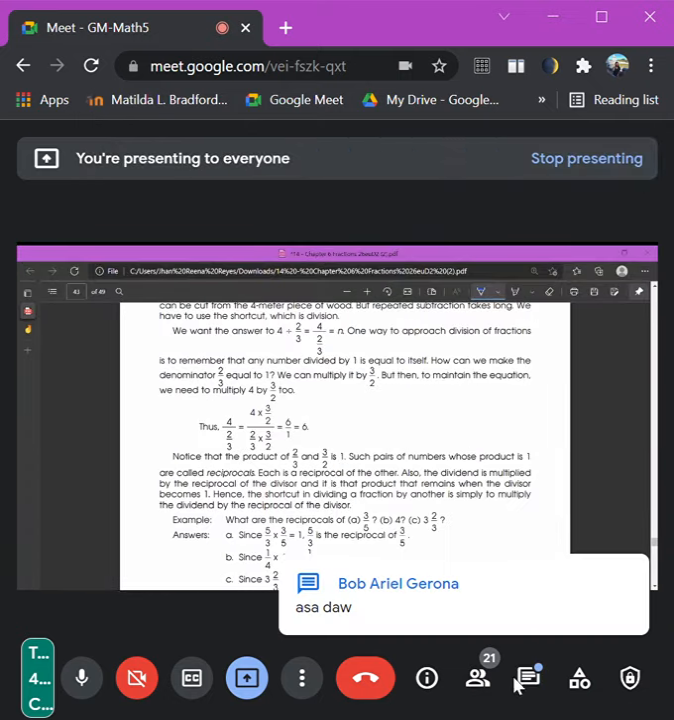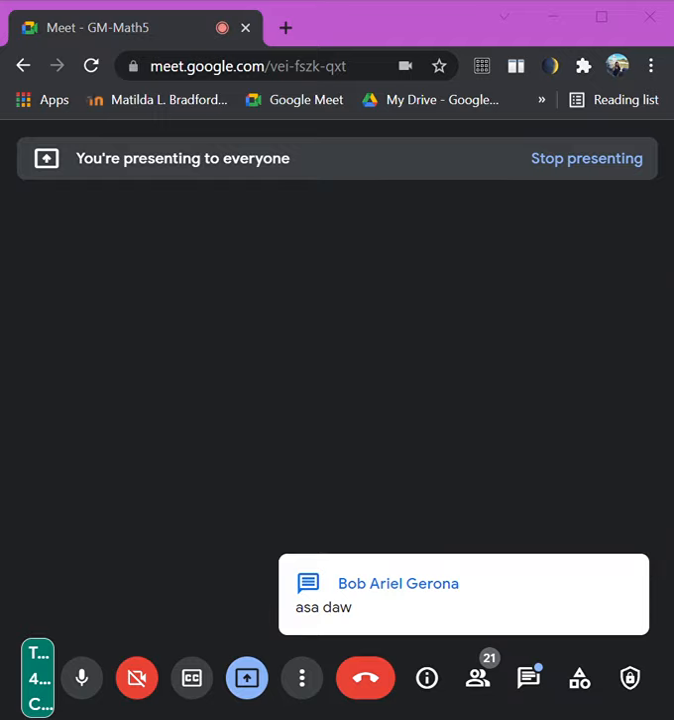Yeah, pwede ito mag... Karon ba ko nakabasa sa chat? Okay. Sige, mangita tag example dere.